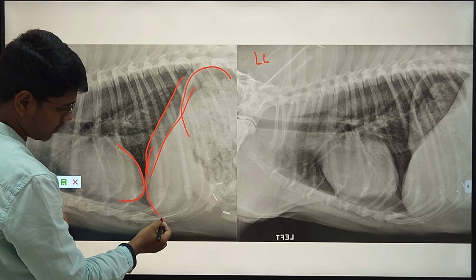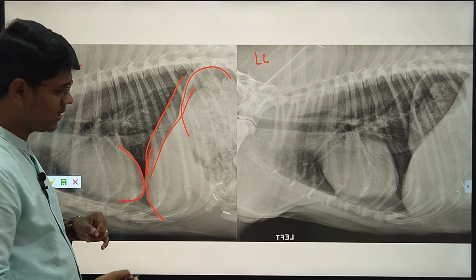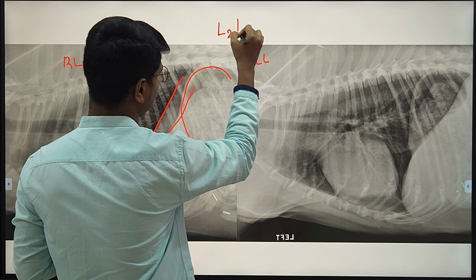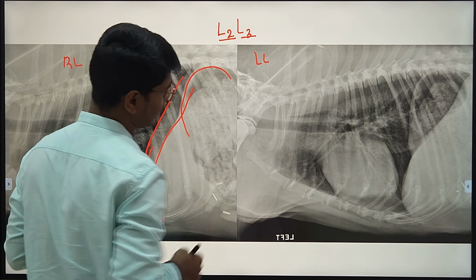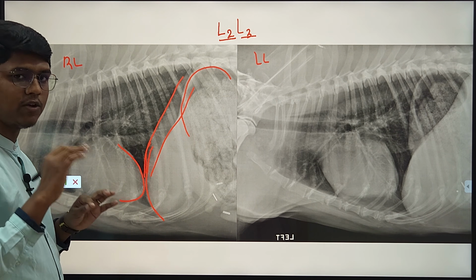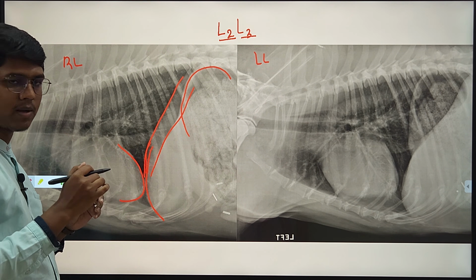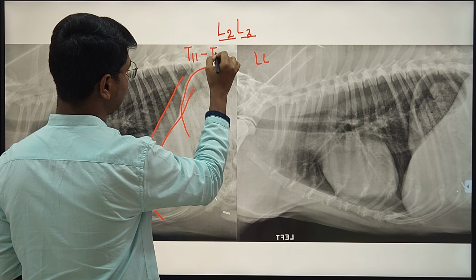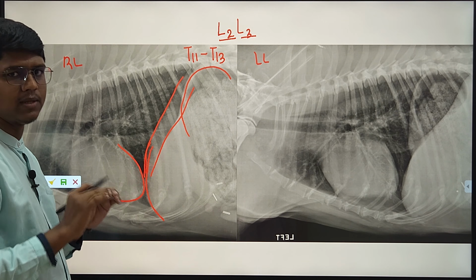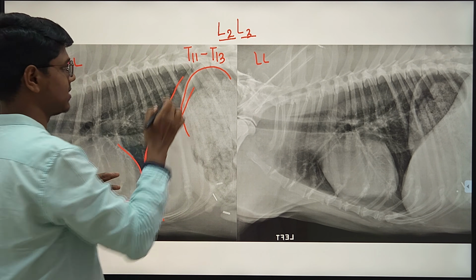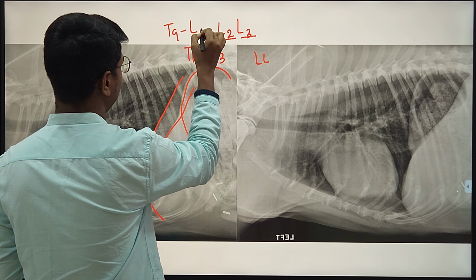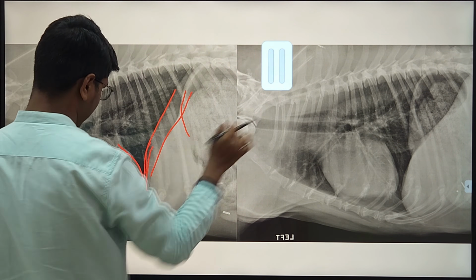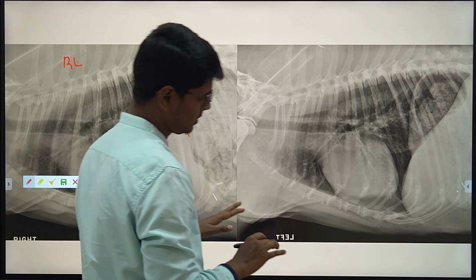Usually the diaphragm originates from the xiphoid cartilage and inserts at the level of L2, L3, the body of L2 and the cranial ventral margin of L3. But radiographically, the intersection point of the diaphragm and the vertebrae is usually between T11 and T13 in normal cases. But it can vary in normal cases from T9 to L1. Remember this one. Now you can see the border here. This is the left lateral view.